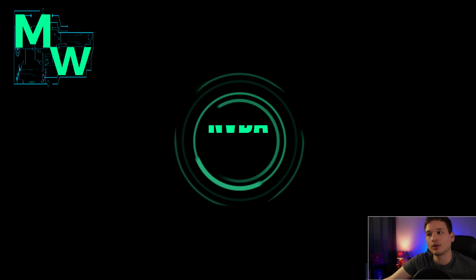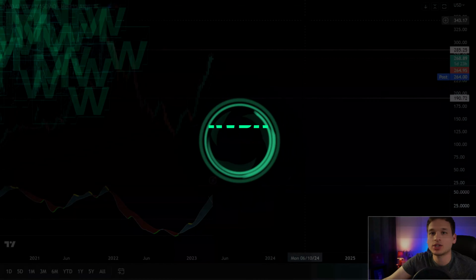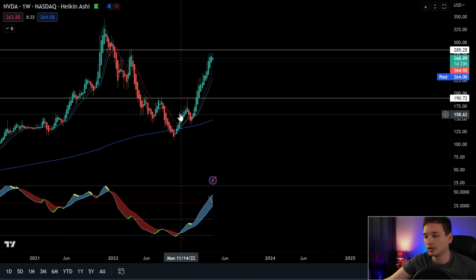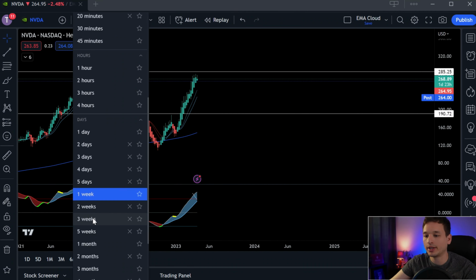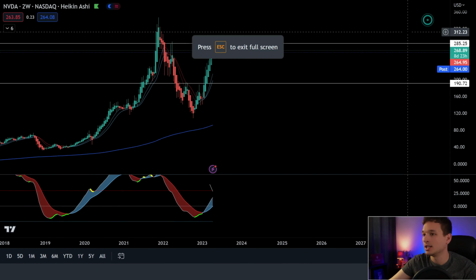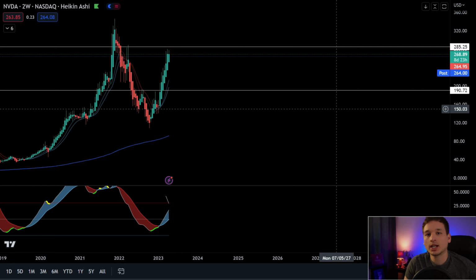So we're going to cover NVIDIA again, but from a little bit different perspective. We're going to get into the Heikin-Ashi candles and zoom out a little bit. I want to start with the 2-week time frame on NVIDIA and then move down into the 4 hours. The Heikin-Ashi candles are a little bit different than the normal price action candles.